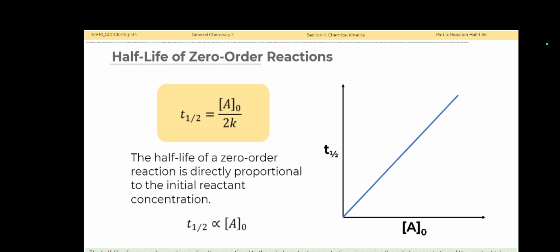The half-life of a zero-order reaction is directly proportional to the initial reactant concentration. Increasing the initial concentration of the reactant takes a longer time to reduce its concentration by 50% compared to reactions with lower initial reactant concentration. Graphing the half-life against the initial concentration for a zero-order reaction, a line with a positive slope is obtained.